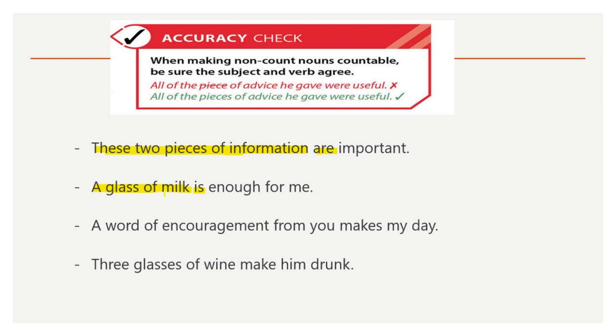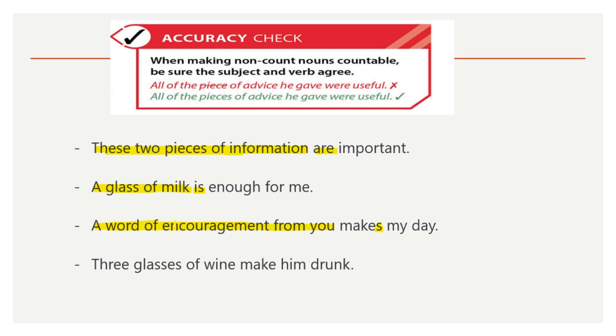Next, encouragement is uncountable, right? But if you put a word of here, it becomes countable, but it is still singular, right? A word of encouragement is the subject of the sentence and it is singular. So make is a verb, right? You have to add an S here because for present simple tense, if the subject is singular, you have to add an S to the verb. So it becomes: a word of encouragement from you makes my day.